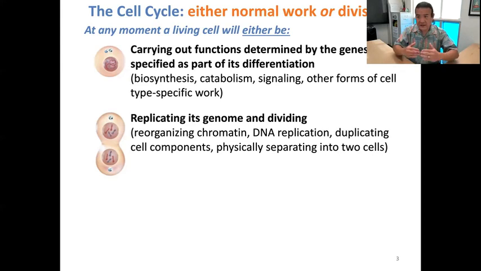On the other hand, just like in the onion cell slide that we saw before, some cells are not doing their normal function in that photo. Those are focused on replicating its genome and dividing. So that has to do with reorganizing the chromatin, being able to replicate the genome that's inside the cell, so you have two copies of it, duplicating all the cell components that also need to be shared if this thing is going to split into two cells, and then the actual physical separation, right, from one parental cell into two daughter cells.